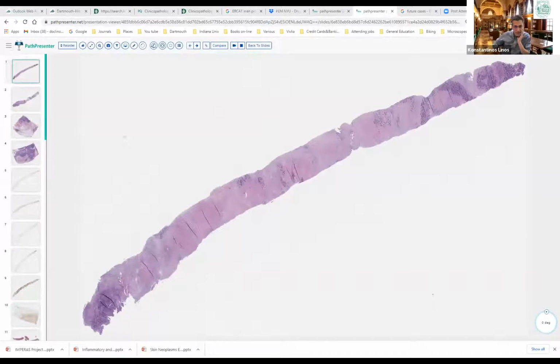So this is a 50-year-old male who had an elbow mass, and it's a case that we had here in Dartmouth relatively recently. I'm going to show you the core biopsy, and then I'm going to show you the excision, and then I'm not going to show you anything else. And then I'll show you the stains and the PowerPoint that I have put together for that specific entity.